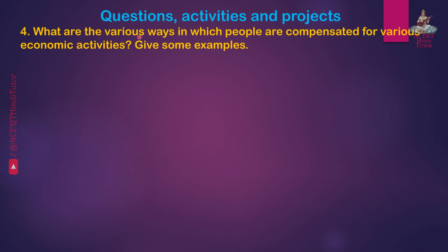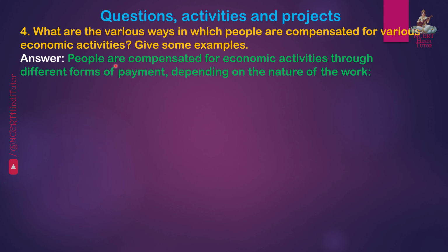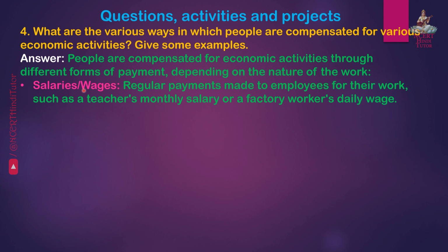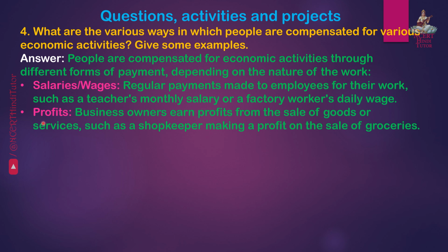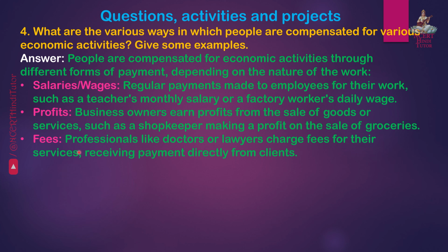Question 4. What are the various ways in which people are compensated for various economic activities? Give some examples. Answer: people are compensated for economic activities through different forms of payment depending on the nature of the work. Salaries, wages, regular payments made to employees for their work, such as a teacher's monthly salary or a factory worker's daily wage. Next, profits. Business owners earn profits from the sale of goods or services, such as a shopkeeper making a profit on the sale of groceries. Next, fees.